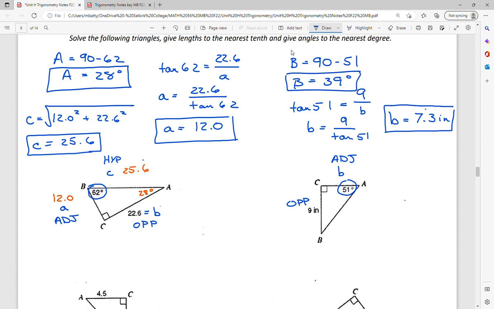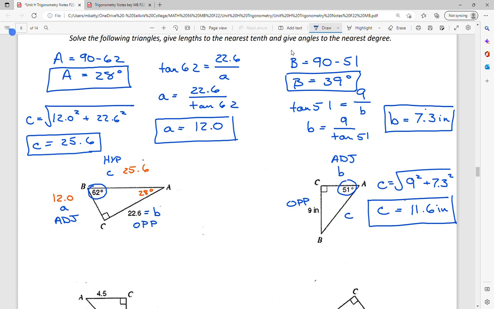Last piece, I used Pythagorean theorem on this one. I'm looking for side C. So C is equal to the square root of 9 squared plus 7.3 squared. And C would equal 11.6 inches. Take your time with these. I think it's something you just need to iron out for yourself.